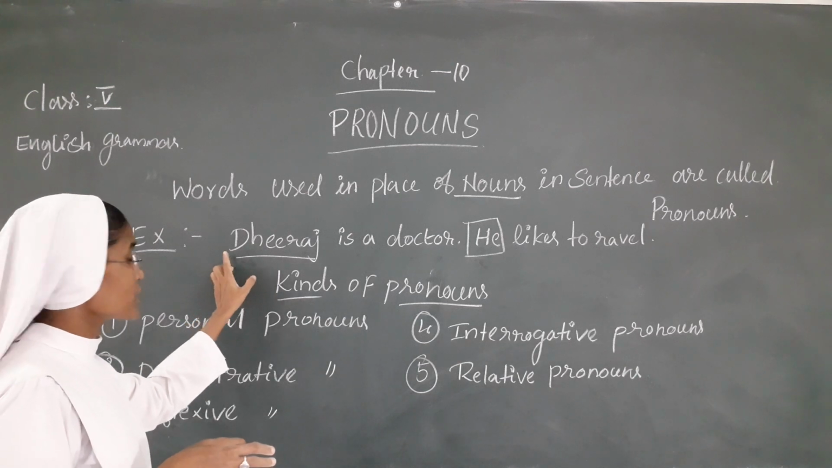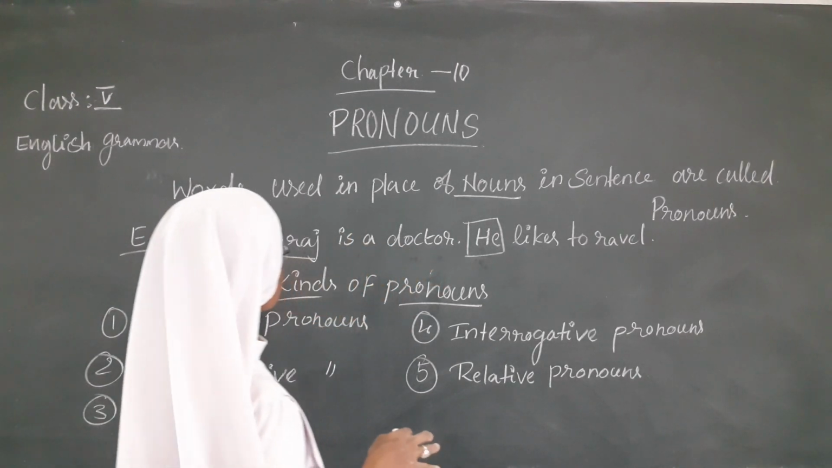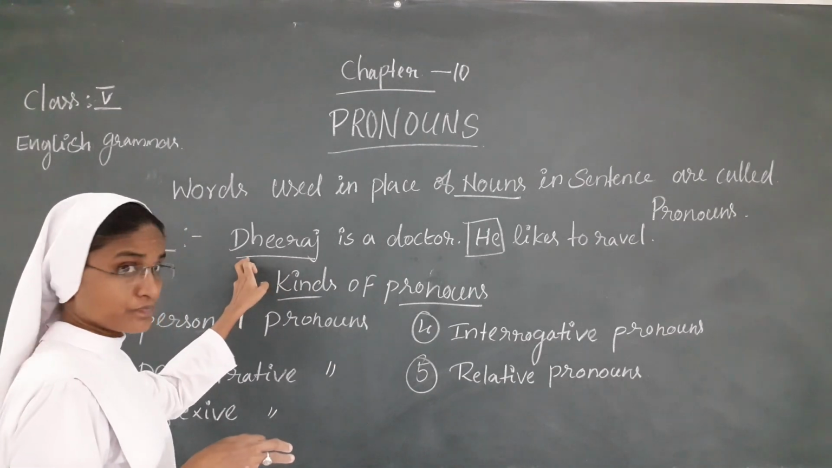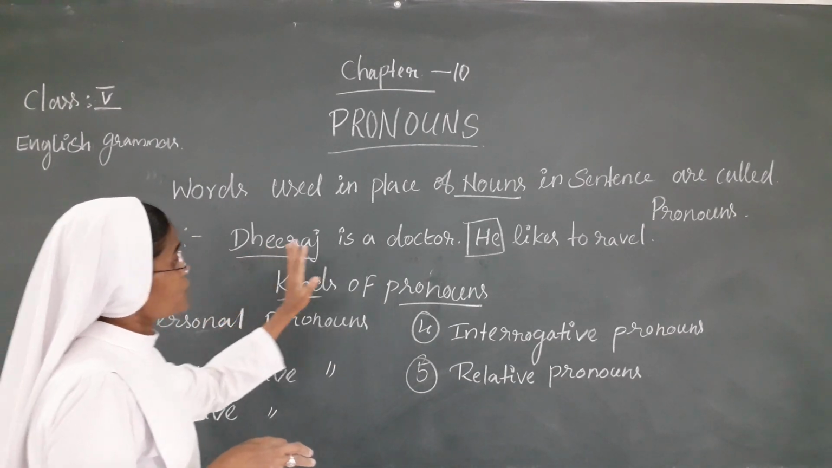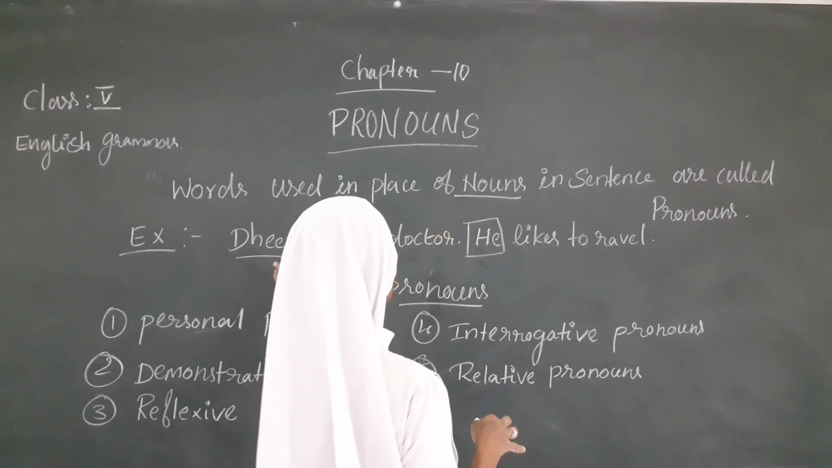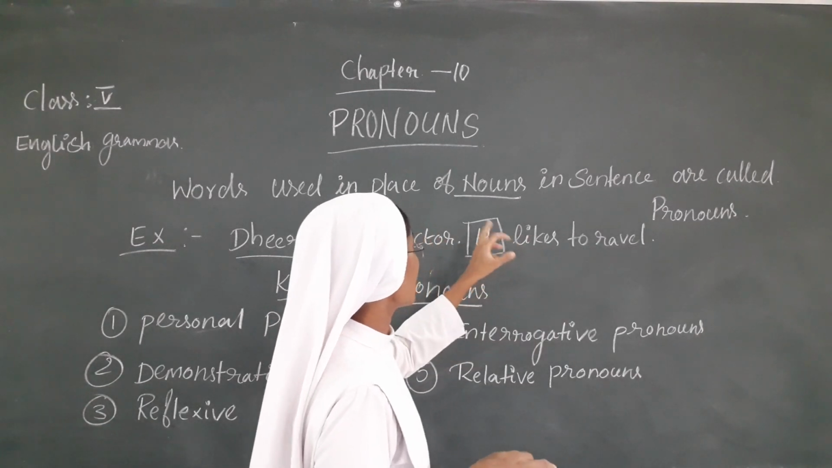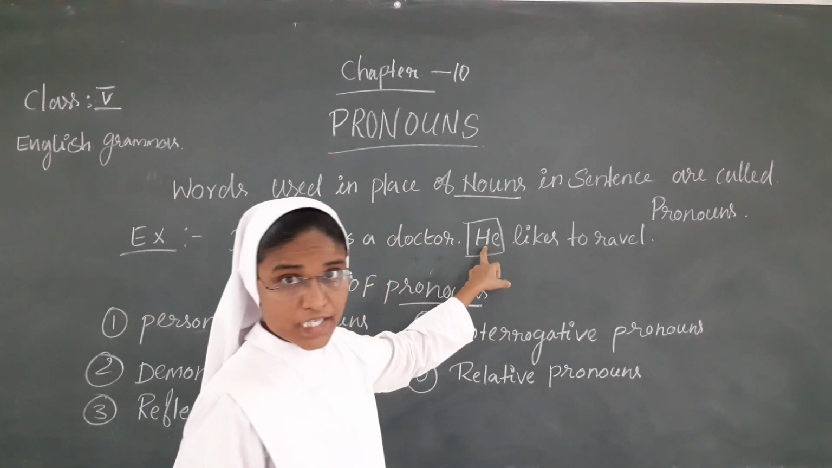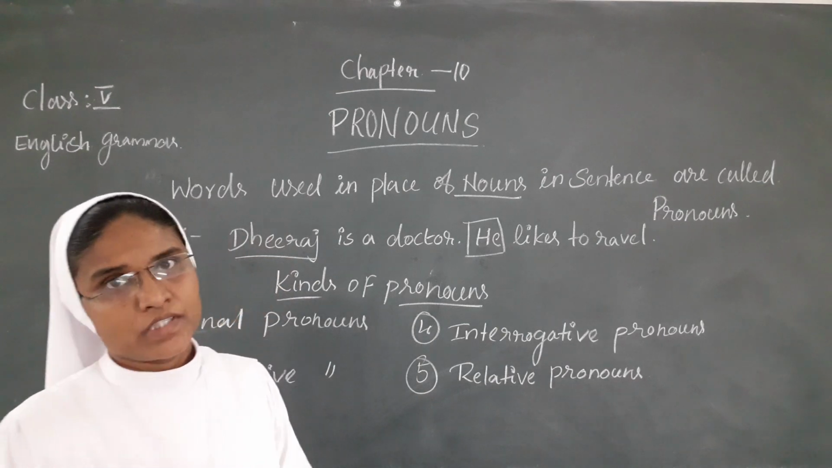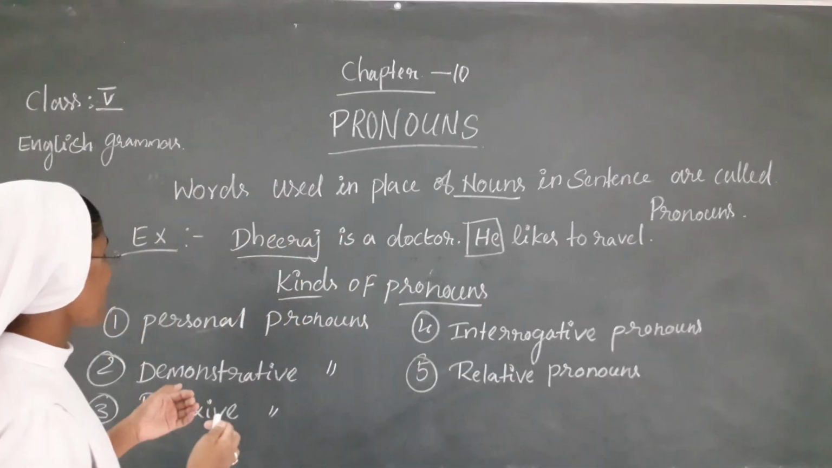Here I have already written one example. Dheeraj is a noun; it's a name. So, he likes to travel. He is a pronoun. We are not writing Dheeraj again; instead of Dheeraj, we are writing he. That we call the pronoun. Did you understand? So now we go into the topic.